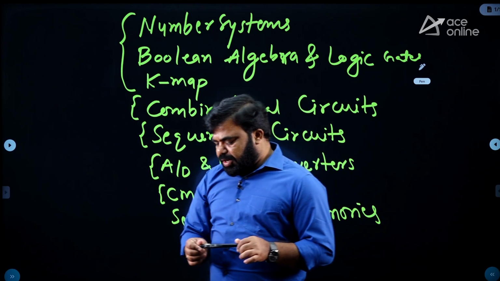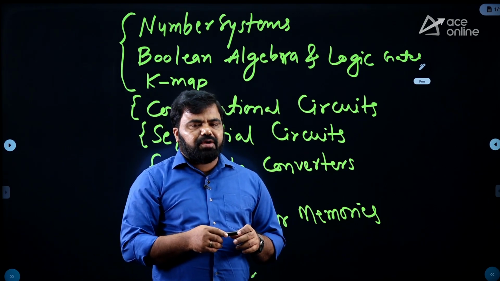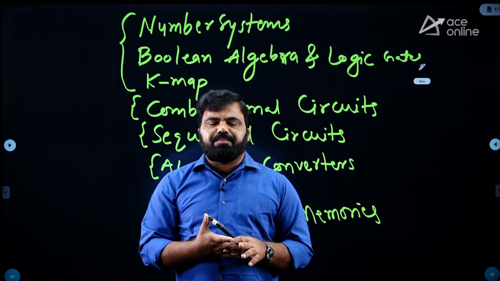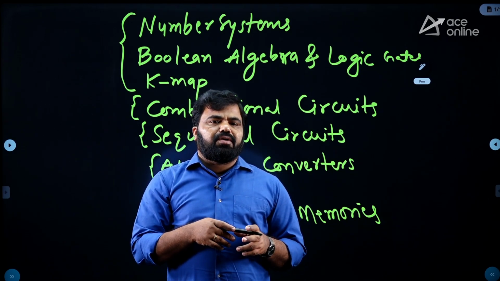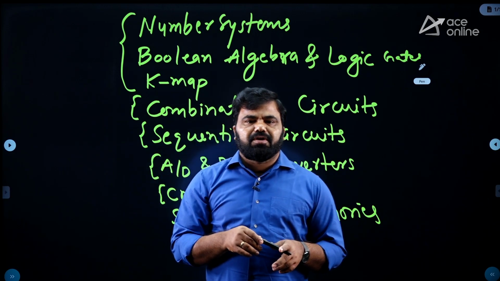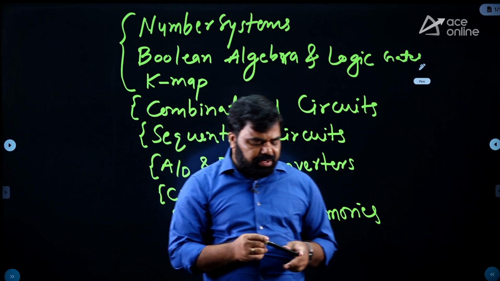And coming to RAM, we have SRAM and DRAM. Mostly they are focusing on the differences between SRAM and DRAM, and also why one is faster, why the other is slower, and what the number of transistors is, and what the memory density is in SRAM and DRAM.